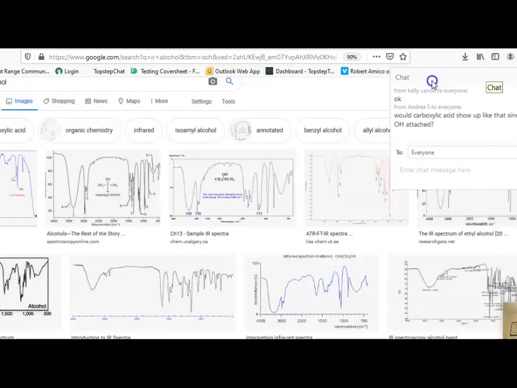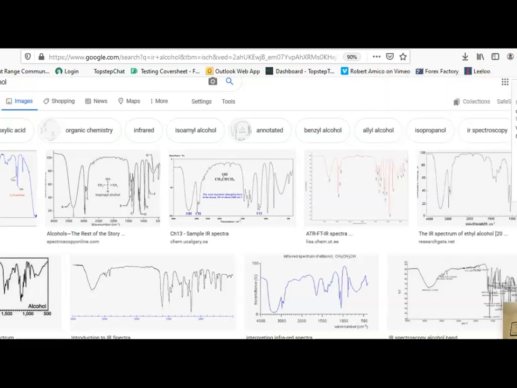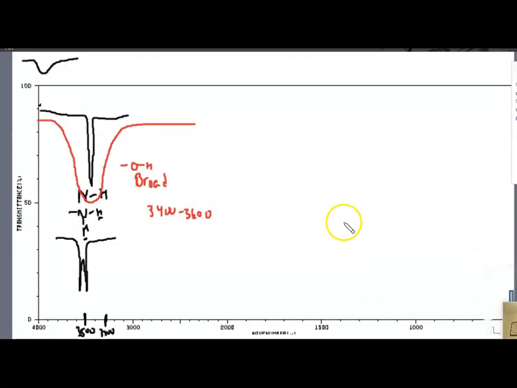Andrea said, "Would carboxylic acid?" I'm going to talk about a carboxylic acid. You just wait. We're going to go over all the functional groups. Each one has its own characteristic peak to it.